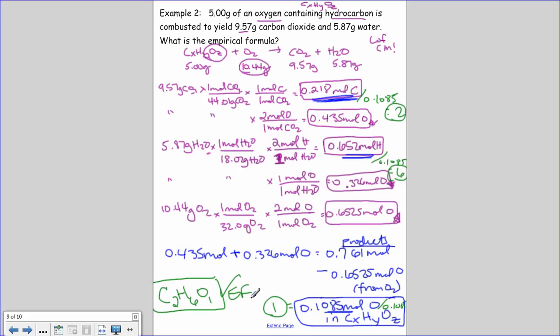So I told you this one was longer because you really have to organize your thoughts and go through carbon first, then hydrogen. And then if you'd like to, go like I did and go back and do the oxygen for each of the components of the products. And then you look at the oxygen that you had reacting with the hydrocarbon. The difference is going to be the amount of oxygen that was in the hydrocarbon. That difference is the moles that you look at when you're doing your EF, your empirical formula.